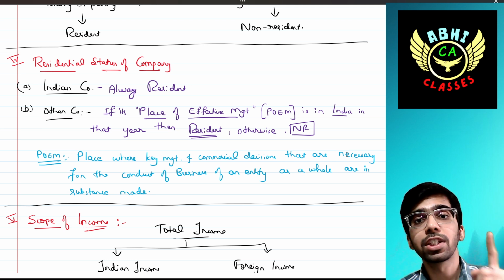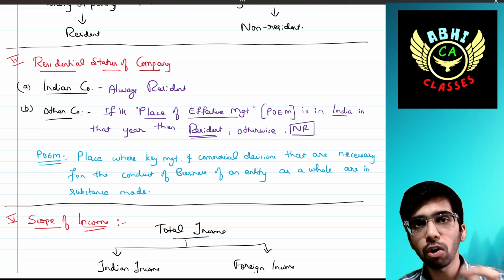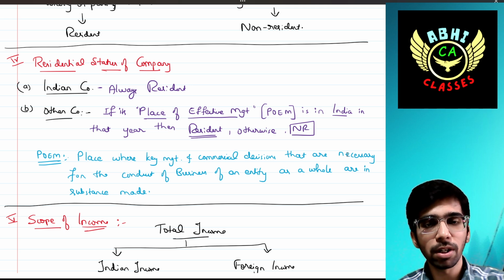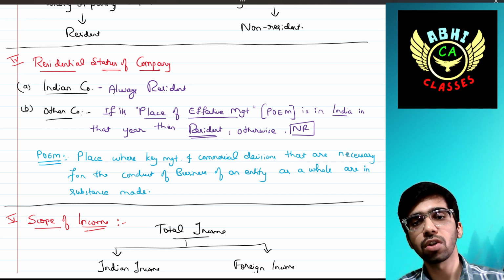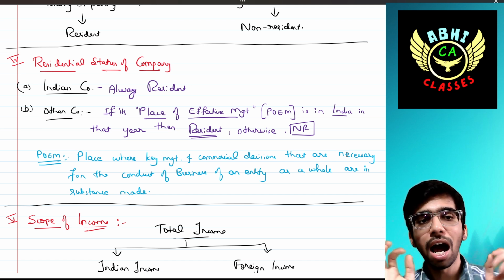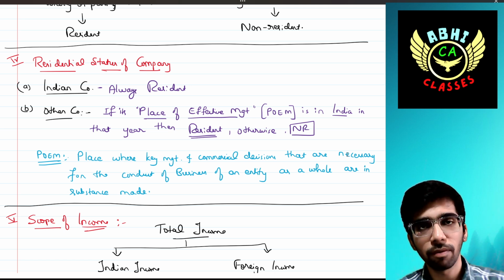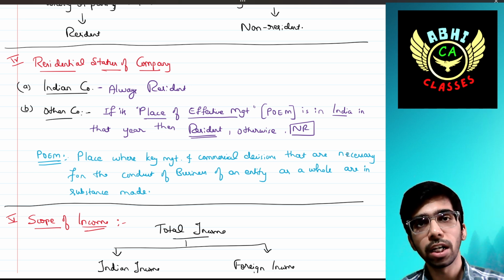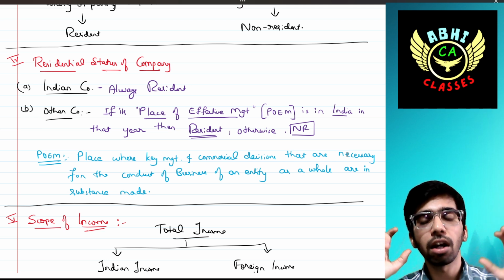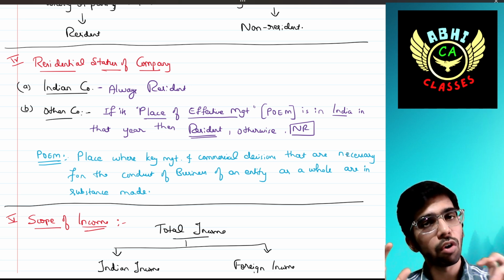Other company, if its place of effective management. What do you mean by place of effective management? POEM. It is short for POEM. POEM is the place where key management and commercial decisions that are necessary for the conduct of business of an entity as a whole are in substance made. Where key management and commercial decisions are taken for the conduct of business of an entity, that place, country is treated as place of effective management.